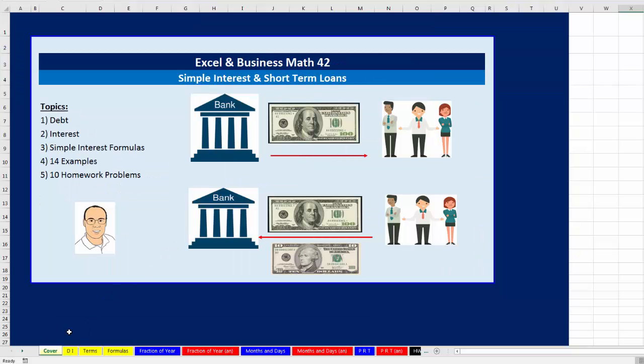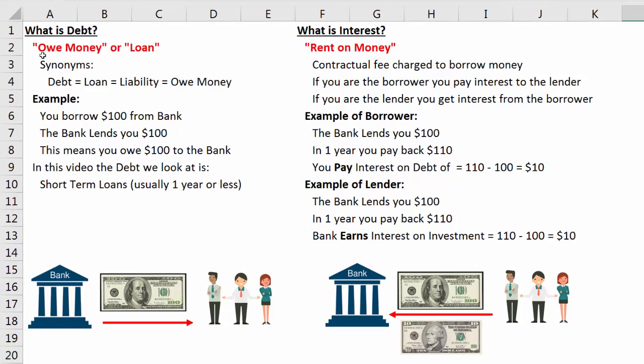Now, we got to start off by going over to the sheet debt and interest. So I'm going to click on DI. What is debt? It means you owe money or it's a loan. Synonyms: debt, loan, liability, owe money. All of those mean that you owe somebody some money. Example, you borrow $100 from the bank, the bank lends you $100. This means you owe $100 to the bank, plus interest, as we'll see in just a moment. Now, in this video, the debt we will look at is short-term loans, usually 1 year or less.